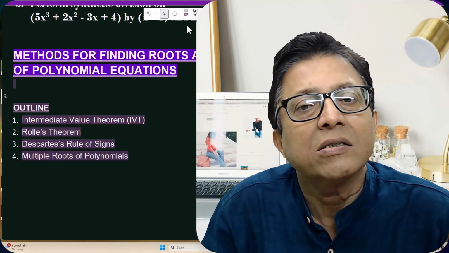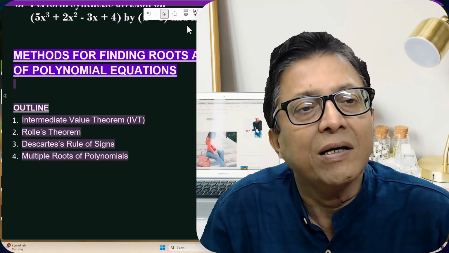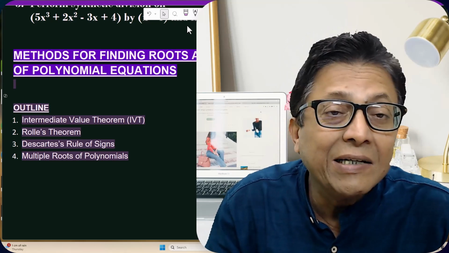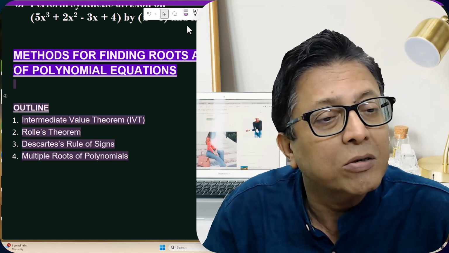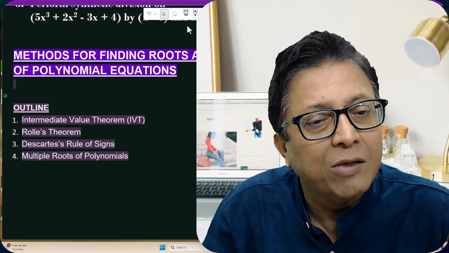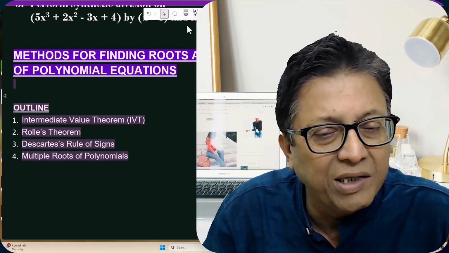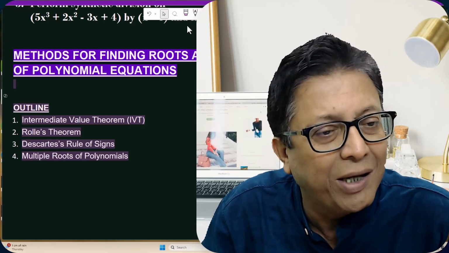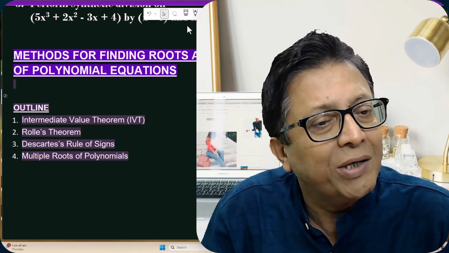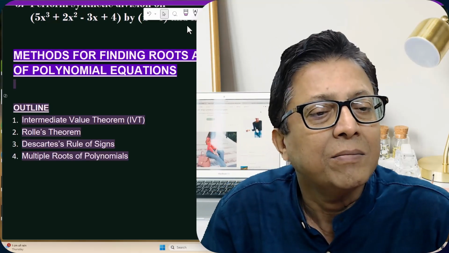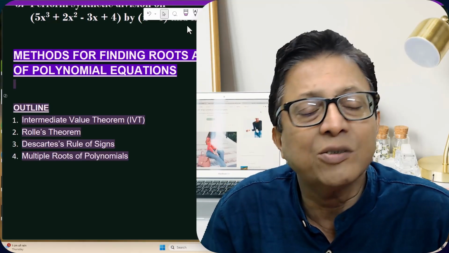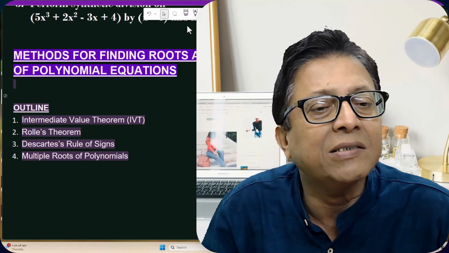In today's class we will be learning, some of you can say relearning, because the intermediate value theorem you might have learned in continuity, those who are in class 12. Rolle's theorem you might have done. Descartes' rule of signs you have not done, that I will explain in detail.